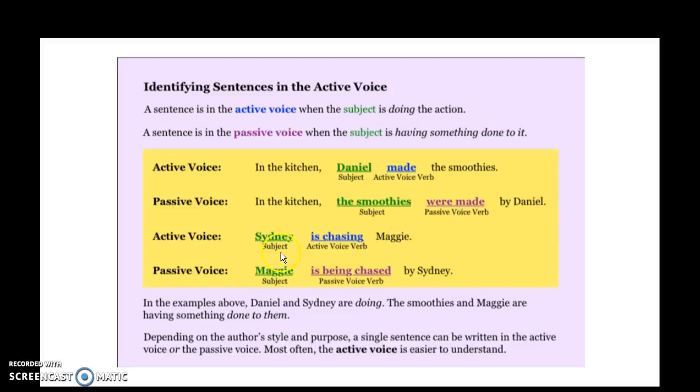Active. Sydney is chasing Maggie. Sydney's the subject. She's chasing Maggie. But if it's passive voice, Maggie is being chased by Sydney. Sydney's still the chaser, but Maggie's having it done to her. All right? Read that. In the examples above, Daniel and Sydney are doing. The smoothies and Maggie are having something done to them. Okay? I hope this is making sense. If not, watch the video again with some headphones.